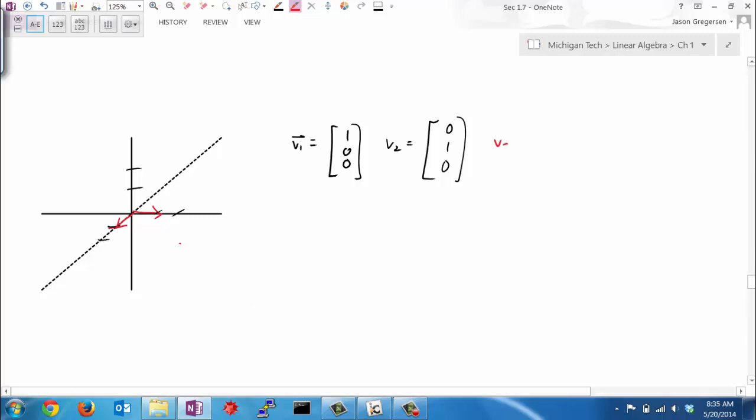Let's add a third one. Let's add 2, 4, 0. Now I have 3 vectors. Do these 3 vectors span R3? They don't, right? You can kind of see that they don't because there's no way I can get some value in that third component. In other cases, it might be more complicated.